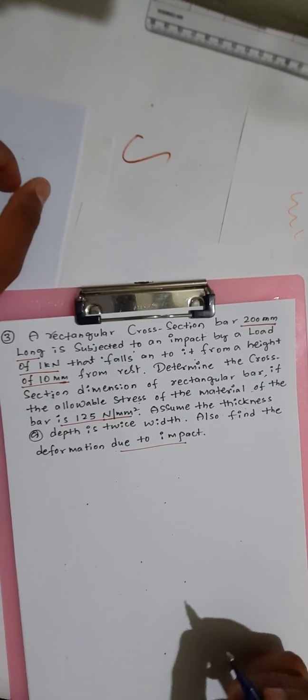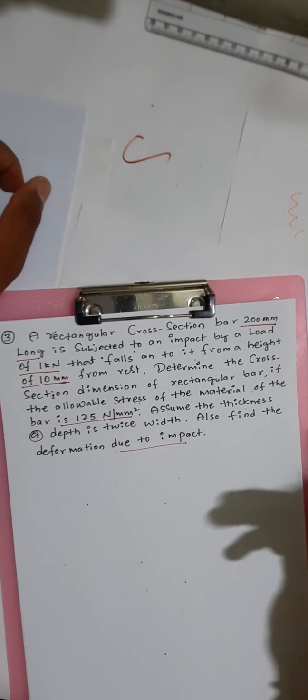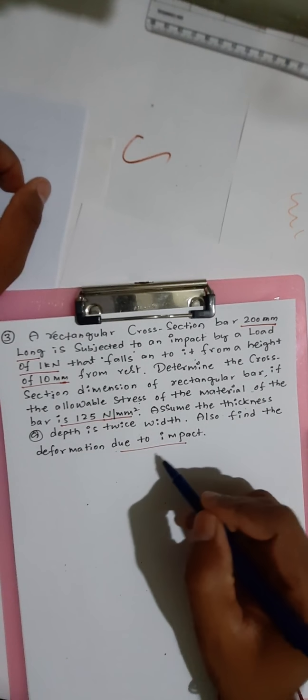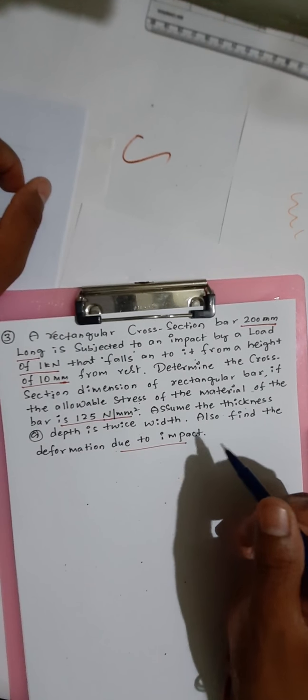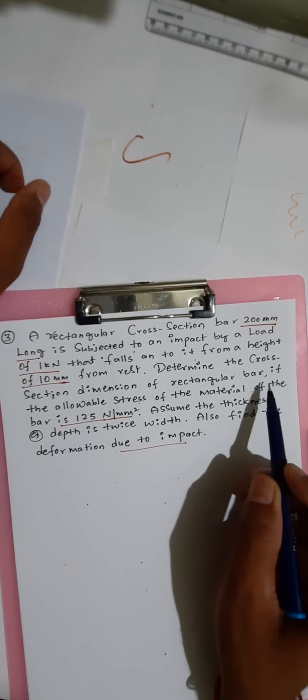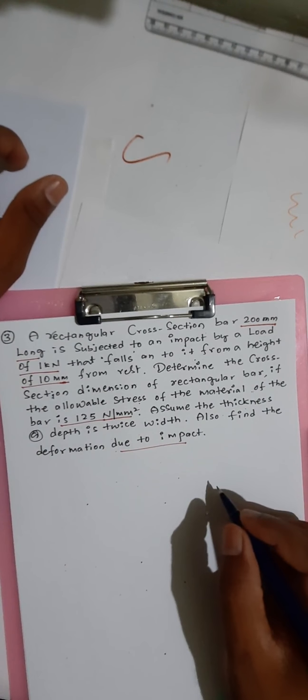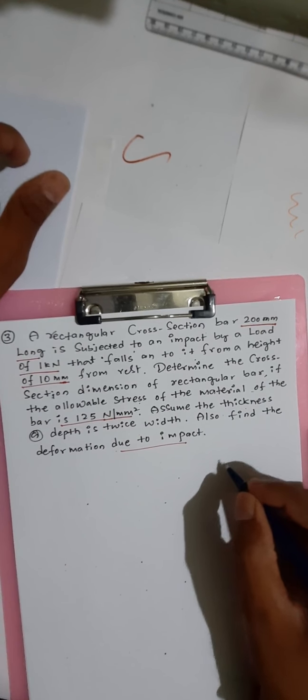Okay, this is the given problem. Here, what we need to find out is the deformation due to impact, and also we need to determine the cross section dimensions of a rectangular bar. First, let us analyze the given problem.